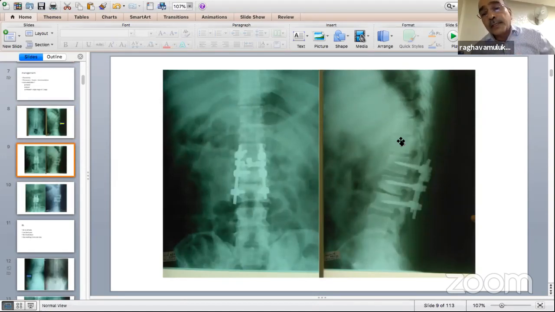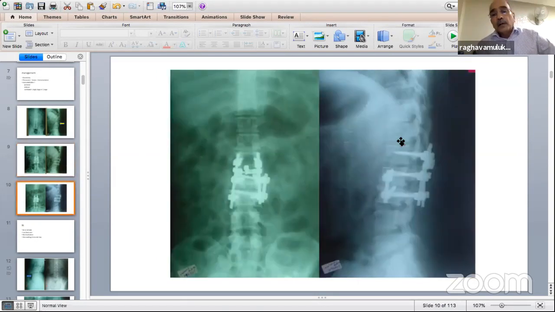I put screws at three levels, one above and below, and into the vertebra. Then I turned him round and I did an anterior graft fusion, right? And believe me, it's now, as I said, more than 10 years, this thoracic kyphosis and lumbar lordosis is well maintained even till today. His claudication pain is gone.